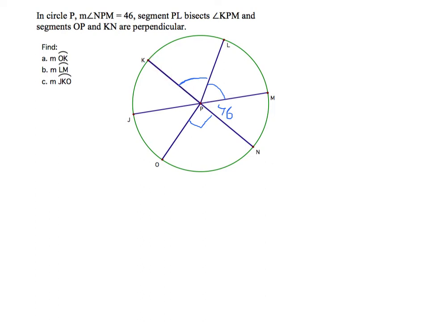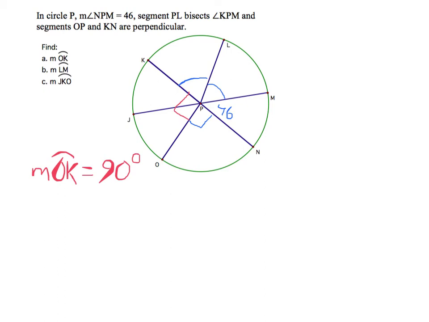And if we think about it, because OPN is a right angle, OPK also must be a right angle. So that means that's a 90-degree angle, which means that the measure of arc OK is equal to 90 degrees. Not too bad, not too bad.